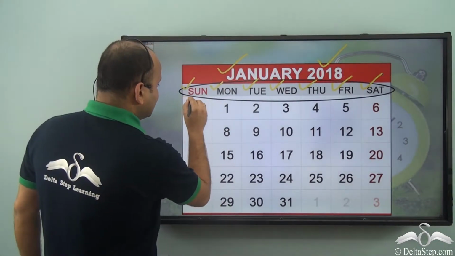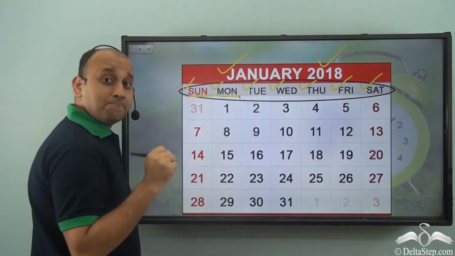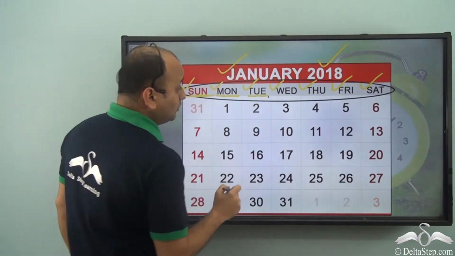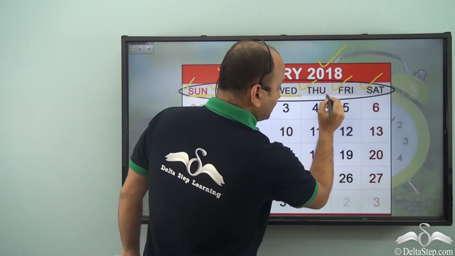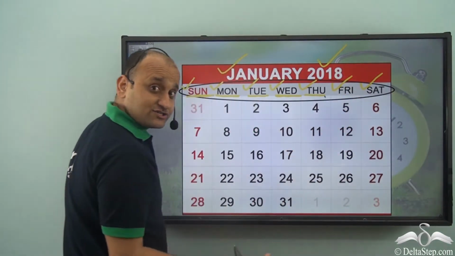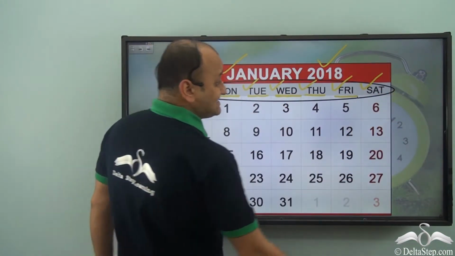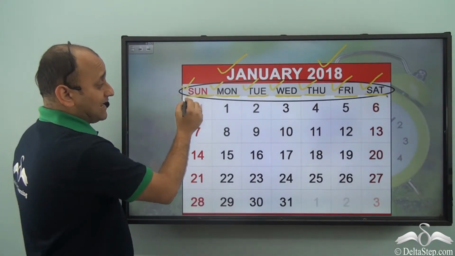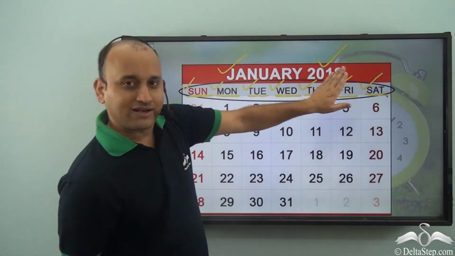That is, SUN stands for Sunday, MON stands for Monday, TUE, that is Tuesday, first 3 letters of Tuesday. And then Wednesday, first 3 letters of Wednesday, then Thursday, first 3 letters of Thursday, THU, and then Friday, first 3 letters of Friday, FRI, and SAT, first 3 letters of Saturday. So in a calendar, when there is shortage of space, these are sometimes written in short like this. So this is how weeks are shown in a calendar.